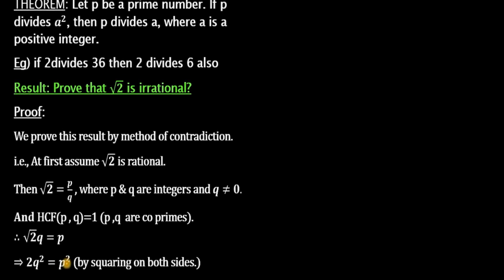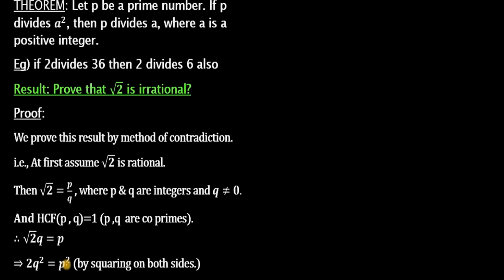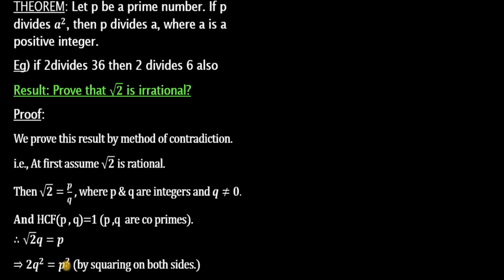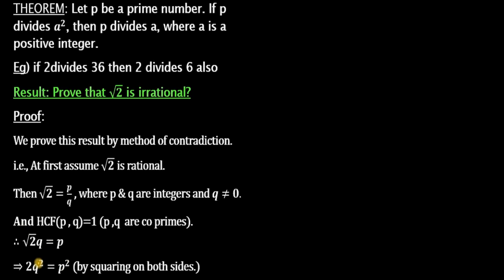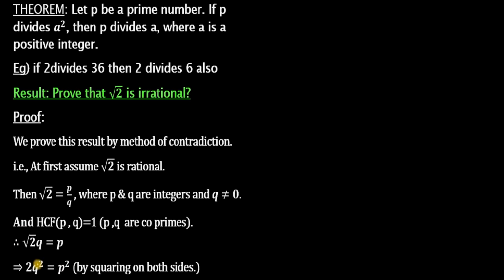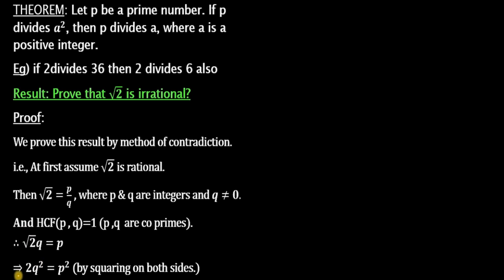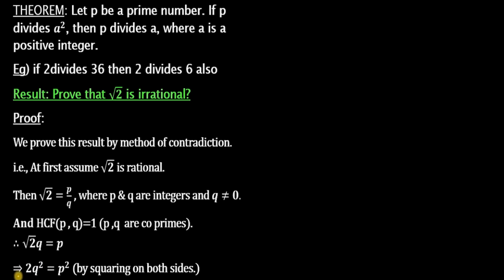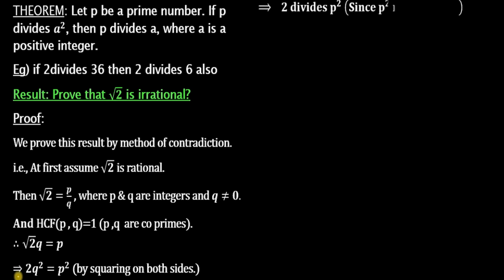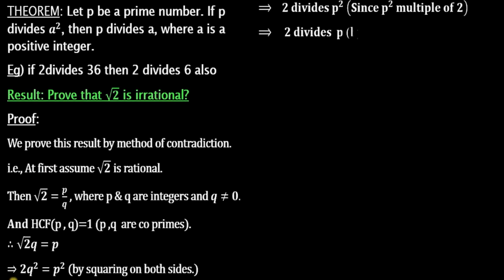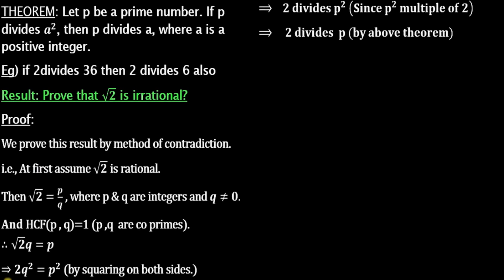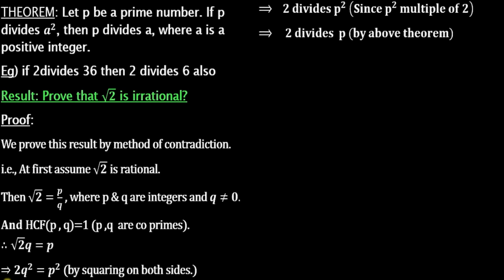Because 6 equals 2 into 3, so 2 can divide 6. That is, if we divide 6 by 2, we get remainder 0. Similarly here, if we divide p square by 2, we get remainder 0. So 2 divides p square. Since p square is a multiple of 2, then by the theorem, what can we conclude? If 2 divides p square, then 2 divides p. Therefore, 2 divides p.